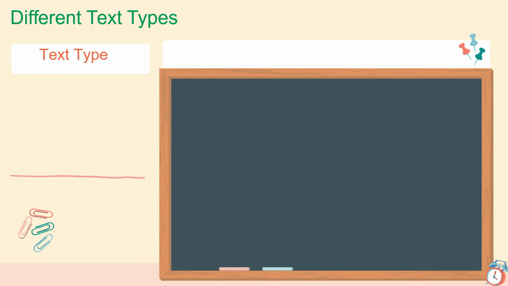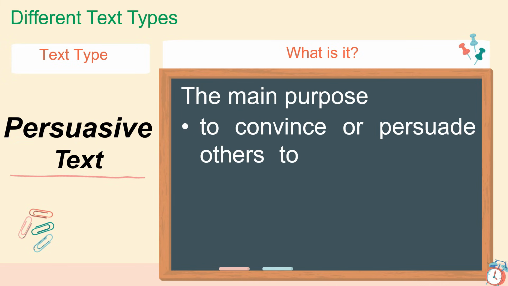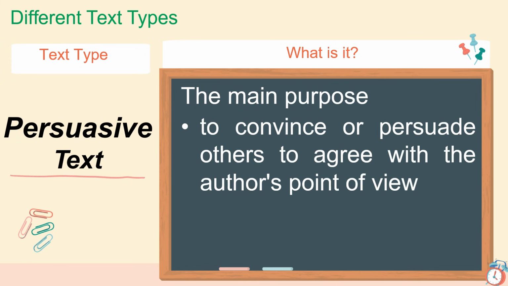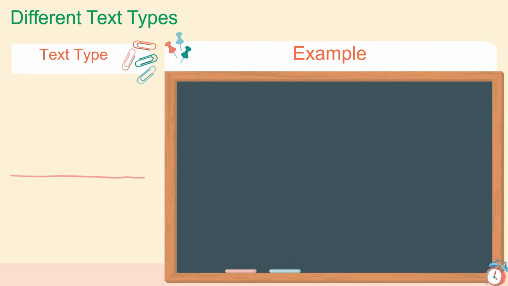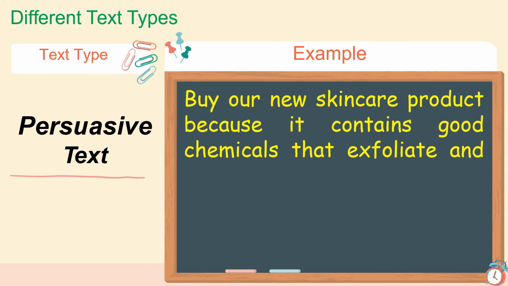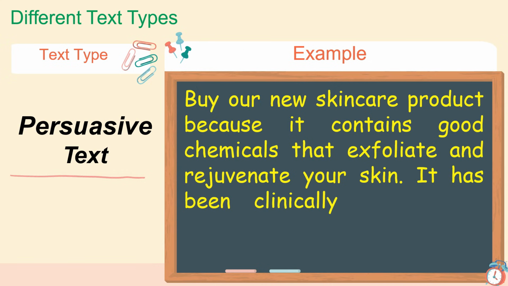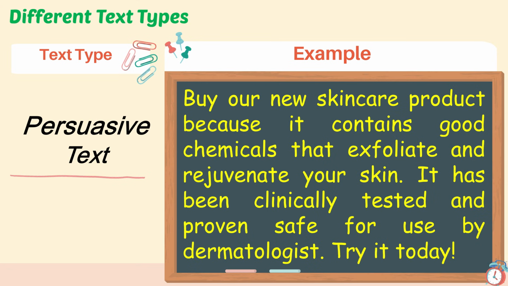The third text type is persuasive text. The main purpose is to convince or persuade others to agree with the author's point of view. It contains justifications and reasons. For example: buy our new skincare product because it contains good chemicals that exfoliate and rejuvenate your skin. It has been clinically tested and proven safe for use by dermatologists. Try it today.